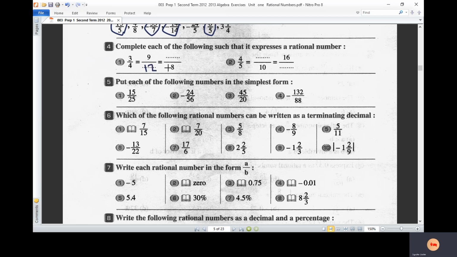The next one: 4 times what equals 8? 4 times 2. So 3 times 2 equals 6. 4 over 5, and here 10. 5 times what equals 10? 5 times 2. So 4 times 2 equals 8. 4 over 5 equals 16 over 20: 4 times 4 equals 16, and 5 times 4 equals 20.